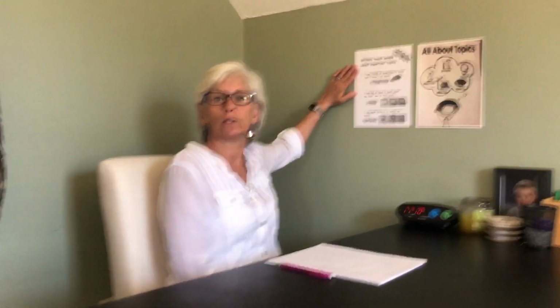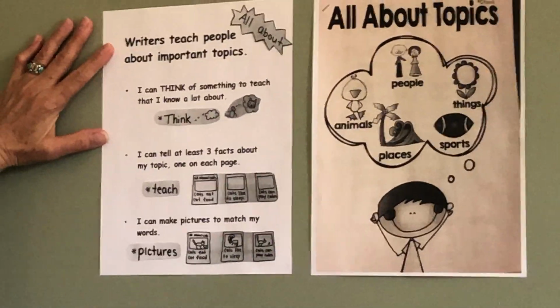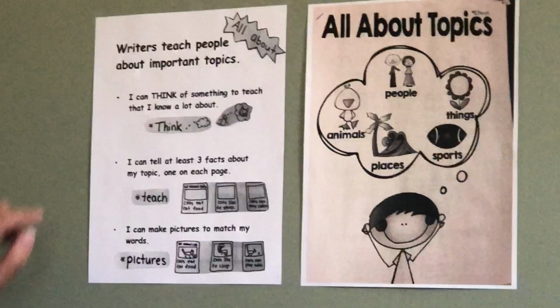Good morning, writers. We are starting a brand new writing unit, and it's called All About. So your job is going to be to write all about one topic, which you will get to choose. So let's take a look at what our goal is. Our goal is that writers teach people about important topics. And here's our All About.